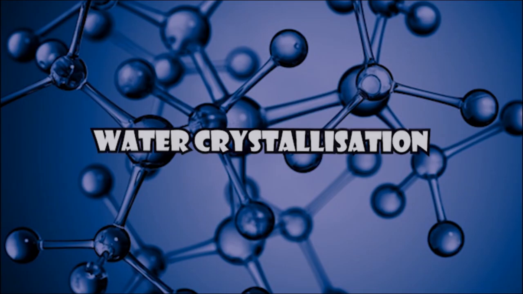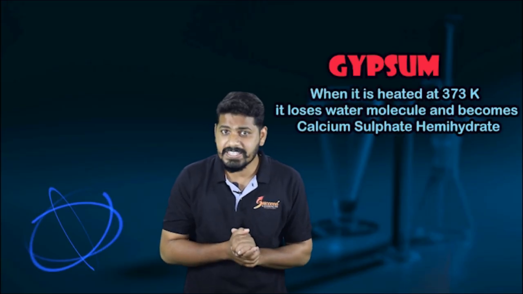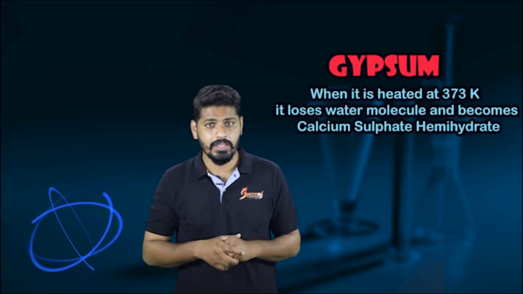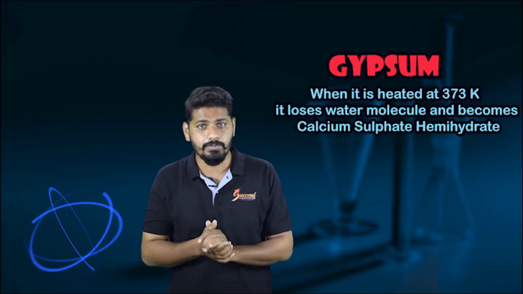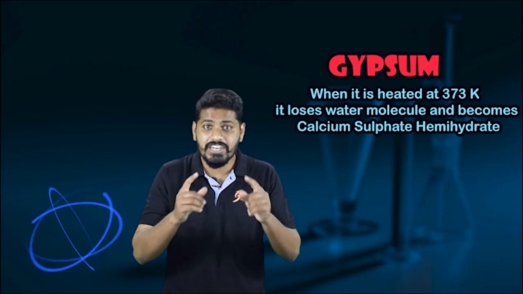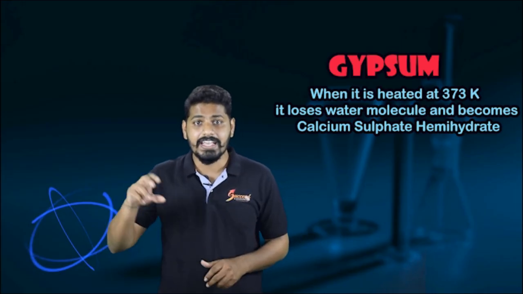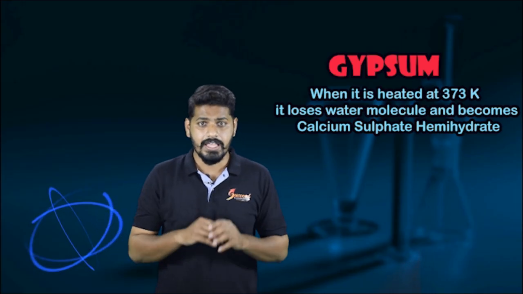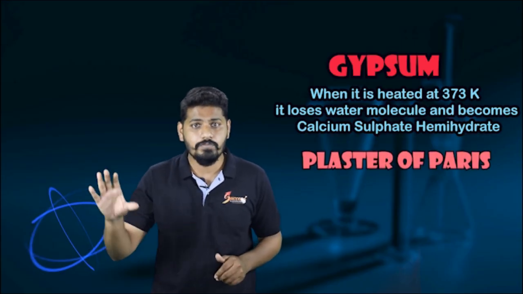Water of crystallization. This is nothing but the amount of water present in one formula unit of a salt, called the water of crystallization. By this method, we get a very important and essential substance called gypsum. When the gypsum is heated at 373 Kelvin, the water molecules present in the gypsum will be completely removed, and it forms a new substance called calcium sulfate hemihydrate. This is commonly called plaster of Paris.